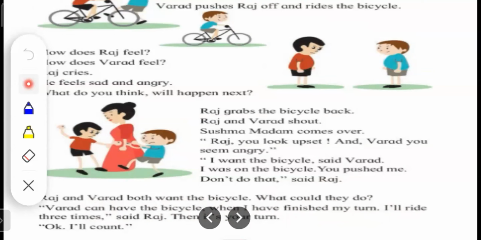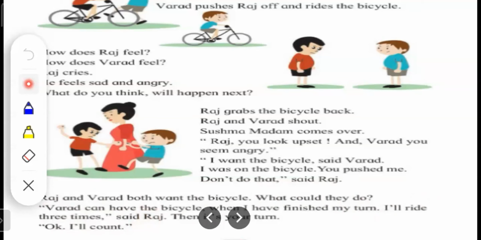So children, after they have finished fighting, Raj says, Bharat can have the bicycle when I have finished my turn. So what does Raj say? Bharat, you can have the bicycle when I finish my turn. I will ride 3 times. Then it is your turn.